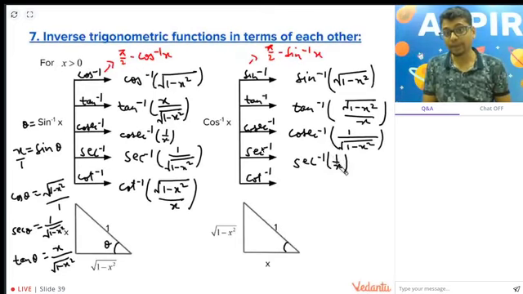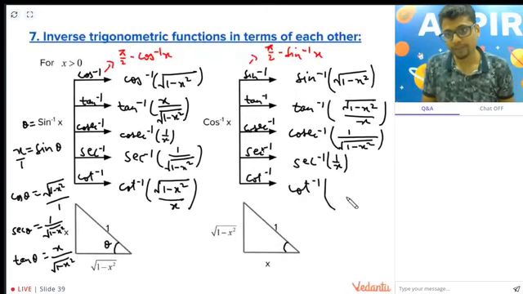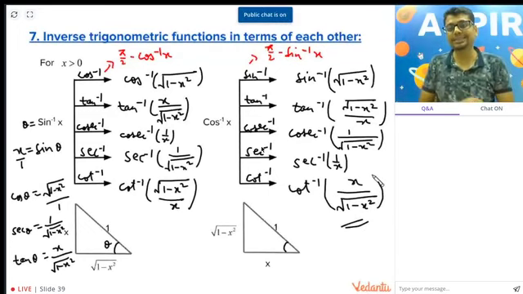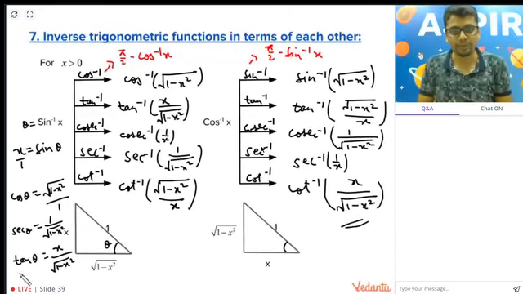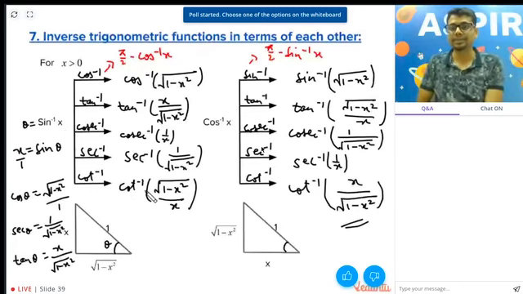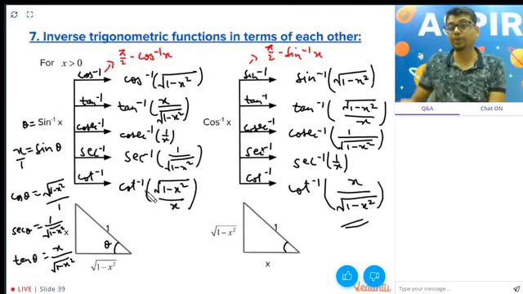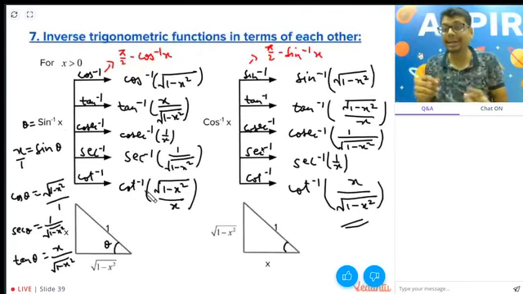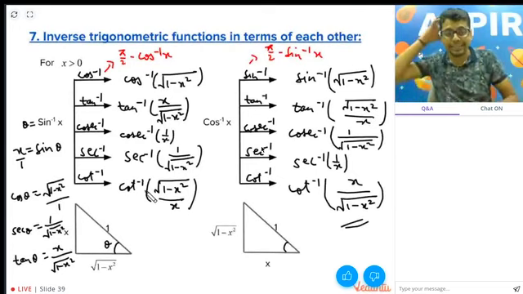Hypotenuse by base. And what about cot inverse? It is base upon perpendicular. So base is x, perpendicular is under root 1 minus x square. So in case there is doubt, please ask. Let me take a quick poll. So these are the conversions. With questions, it would be even more clear and quicker also. Why? Here we are thinking in terms of x.